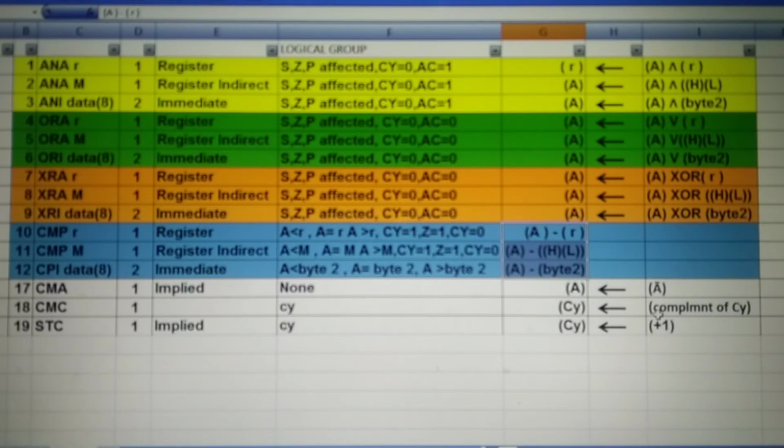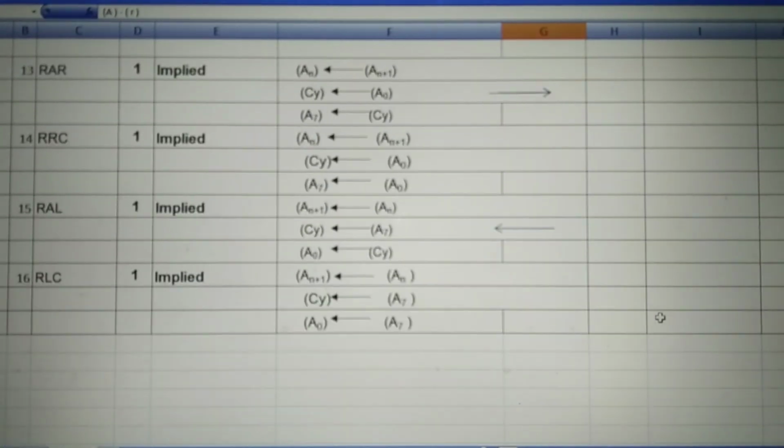These are the total 12 plus 3, that is 15 instructions, and 4 instructions, that is rotate type instructions. RAR, that means towards right. Here it is shown with the arrow towards right. The A0 is going to carry. Carry is shifted to A7 and A7 is shifted to A6. In that way, RAR operation takes place.